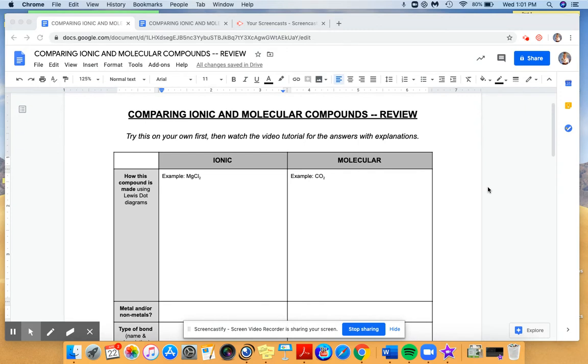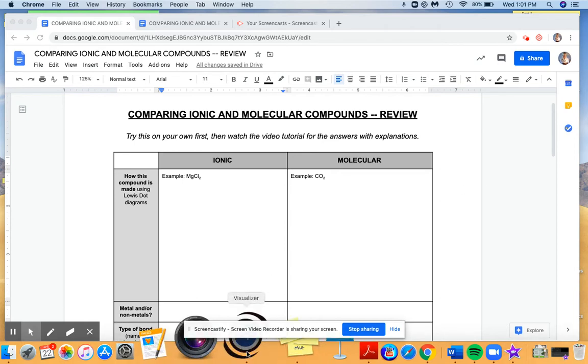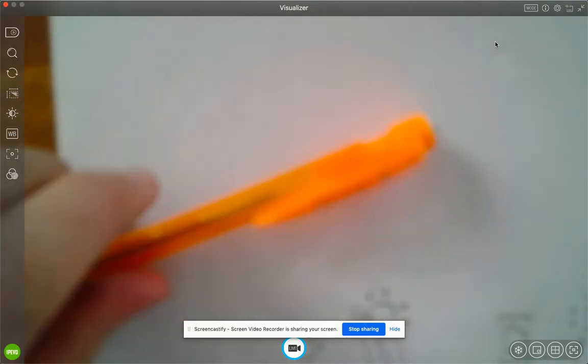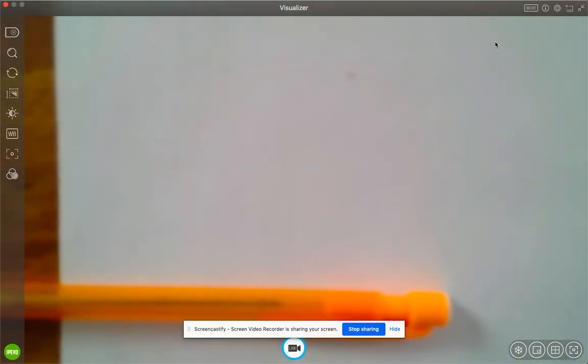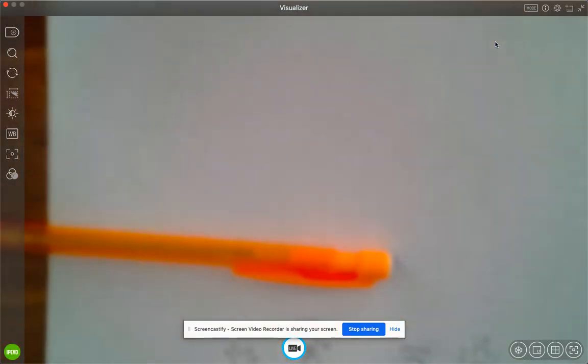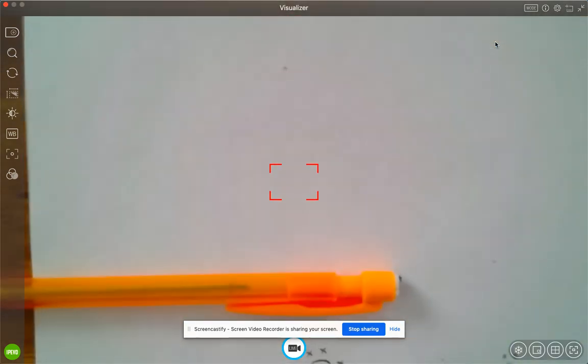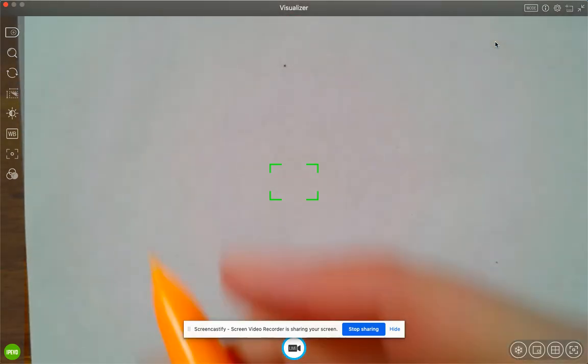So the first thing you had to do was use these two examples and show using Lewis dot diagrams how each of these different types of compounds is made. And so I'm just going to go over to my document camera and we'll draw it together. So the very first one that you had to draw was MgCl2.